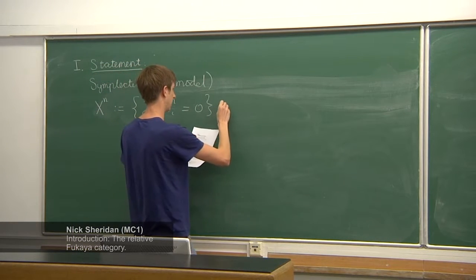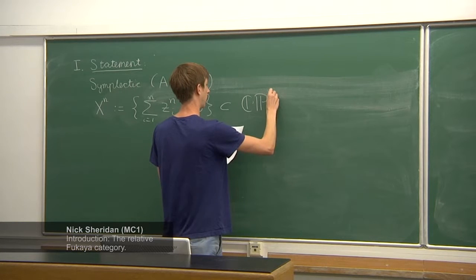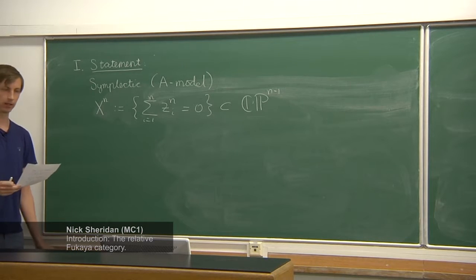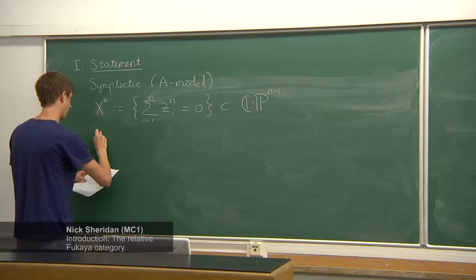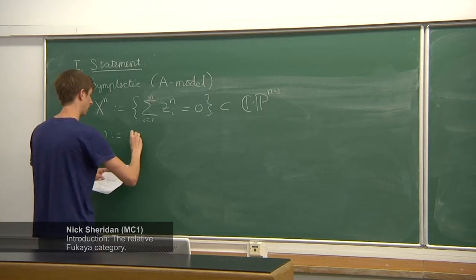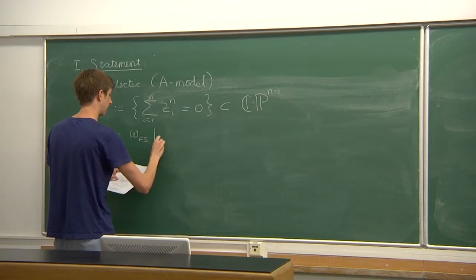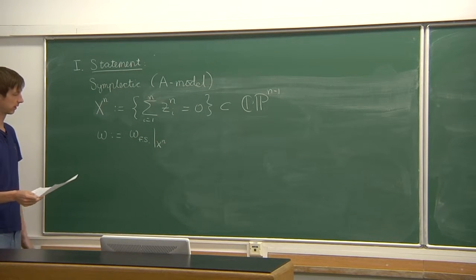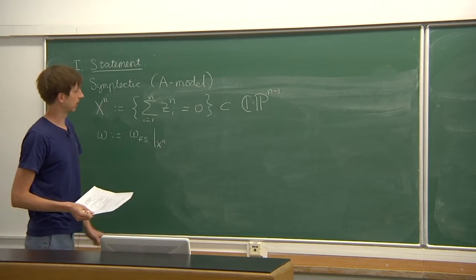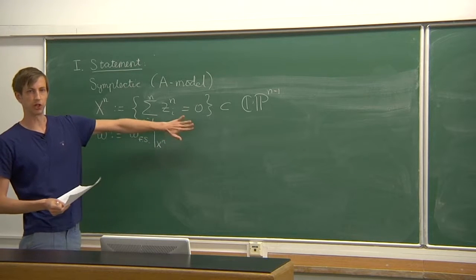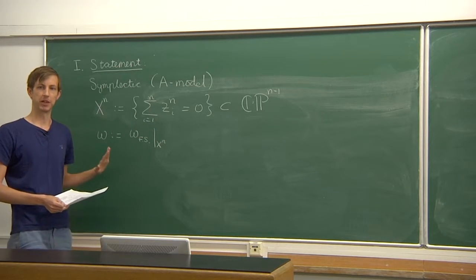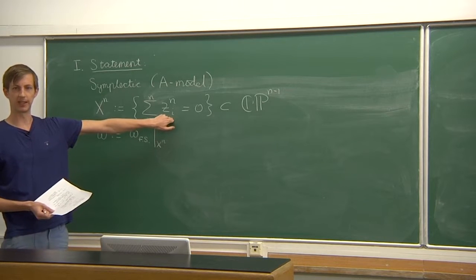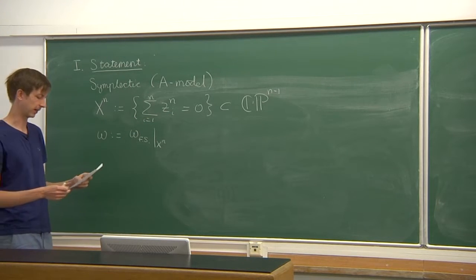So we're going to look at a degree n hypersurface in CP^{n-1}. This is the degree that makes it Calabi-Yau. The symplectic form we'll look at is the restriction of the Fubini-Study symplectic form to this. In fact, all smooth degree n hypersurfaces with the restriction of the Fubini-Study symplectic form are symplectomorphic. So in some sense, it doesn't matter that I'm taking this particular Fermat hypersurface from the point of view of symplectic geometry.